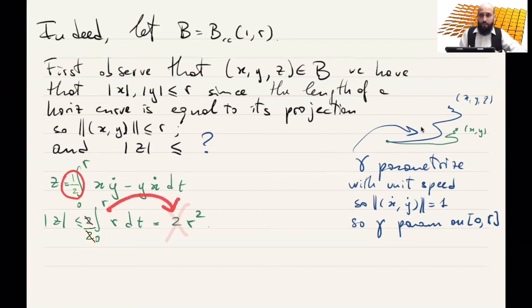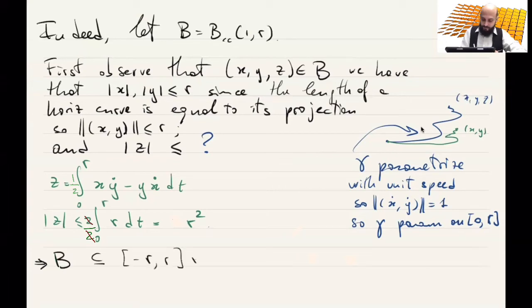Okay, so what we understand from this is that the ball of radius r is contained in the set where the first two coordinates are between minus r and r, and the third coordinate is between minus 2r squared and 2r squared. Okay, so we have one inclusion.